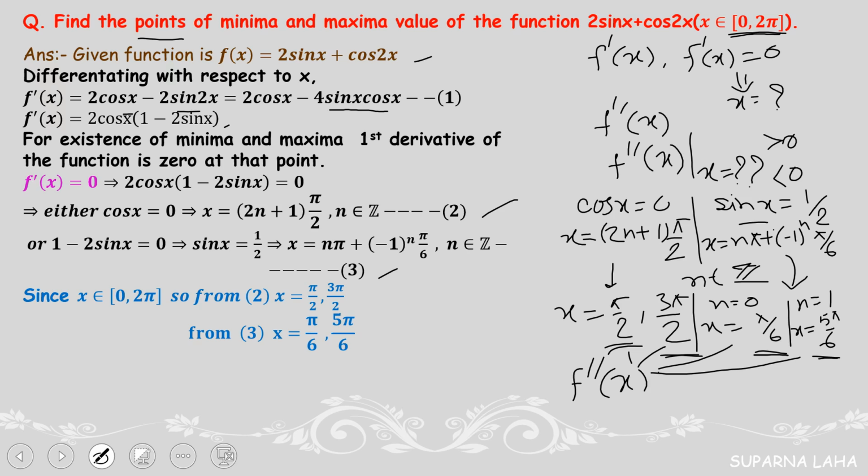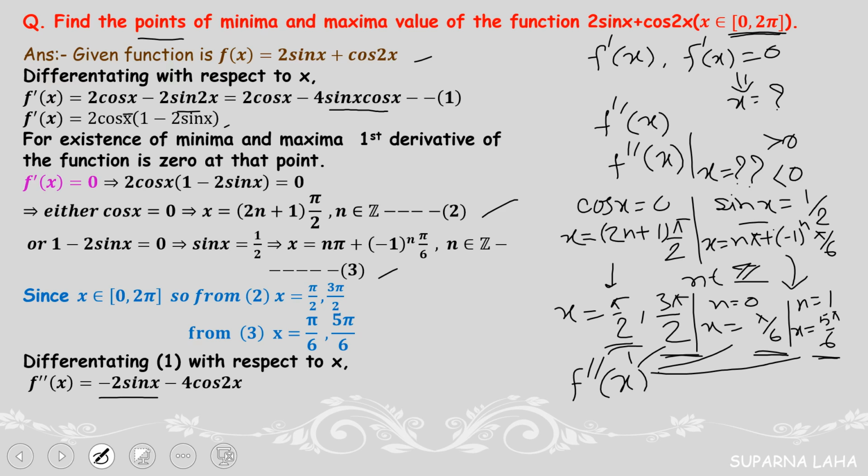So before that, find the second derivative, that is f double dash x. Differentiating with respect to x, we will find this double derivative is minus 2 sin x minus 4 cos 2x. So just a simple differentiation. Now we need to check these points: pi by 2, 3 pi by 2, pi by 6 and 5 pi by 6. So first check the pi by 2 point.